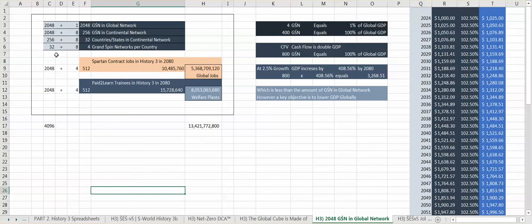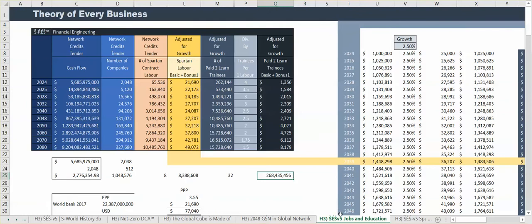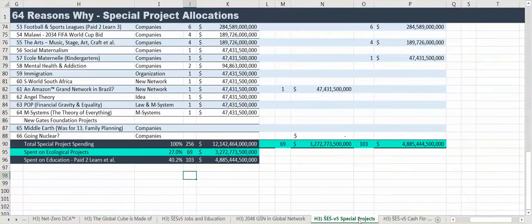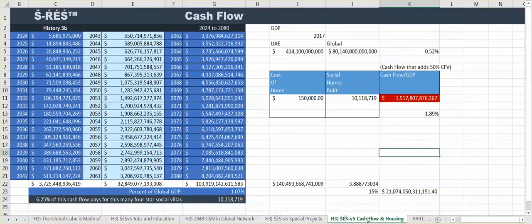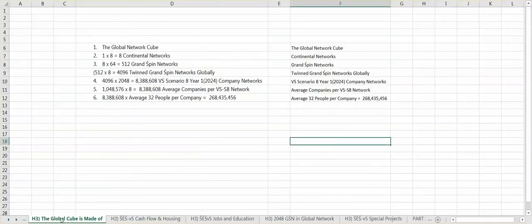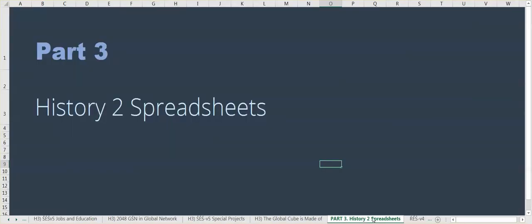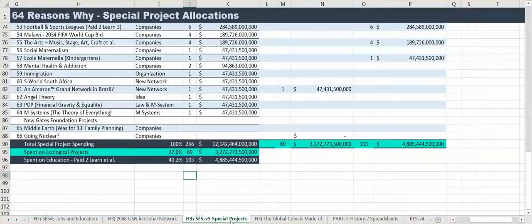Okay. So what's this telling us? There's 248 companies in a Grand Spin Network. In fact, this spreadsheet is out of order, I think. Yeah, this one should come first. This one should become before that one still. This one should be last. Okay, yeah. I might have that one second.